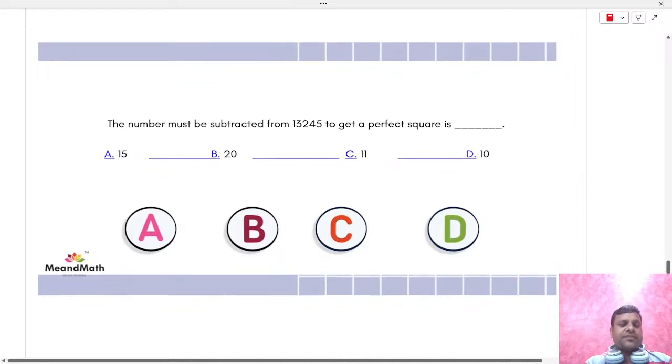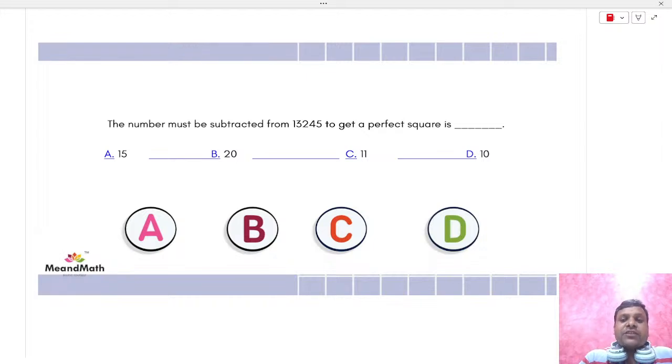The next question of the session is: which number must be subtracted from 13245 to get a perfect square? What should we subtract from 13,245 so that the result is a perfect square number? Should we subtract 15, 20, 11, or 10? Which number do we have to subtract from 13,245 to get a perfect square number?